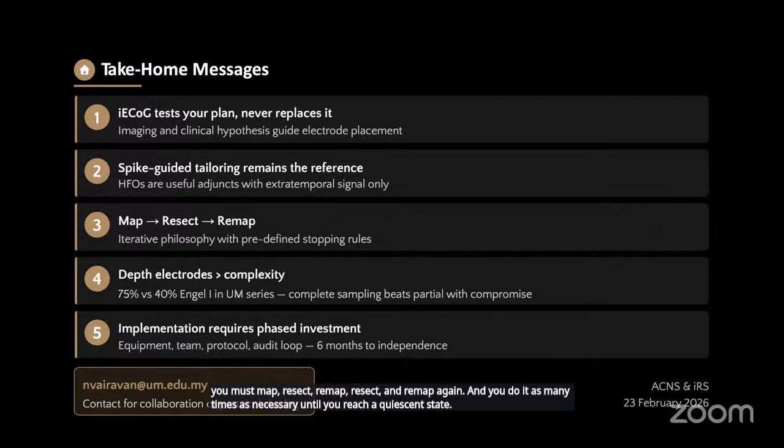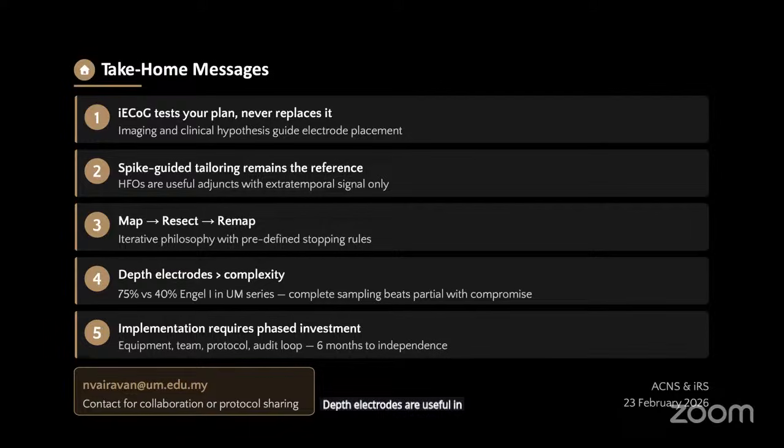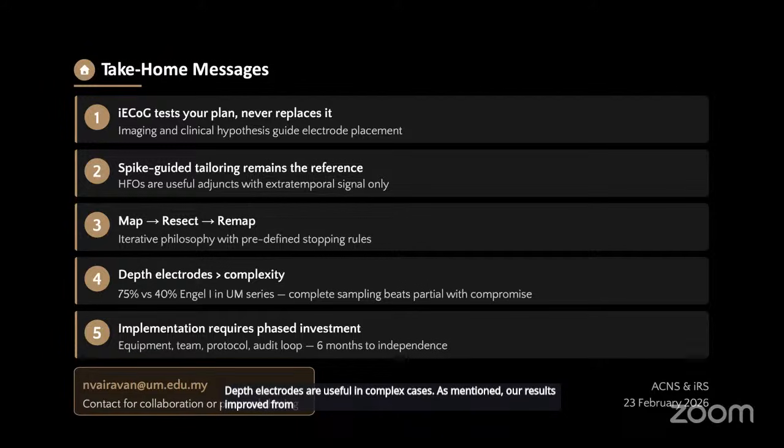Depth electrodes are useful in complex cases. As mentioned, our results improve from 40% to 75% with the use of depth electrodes. And implementation requires phased investments. You don't jump straight to phase 3. It's good to do phase 1 simple cases, move on to phase 2, and finally phase 3.